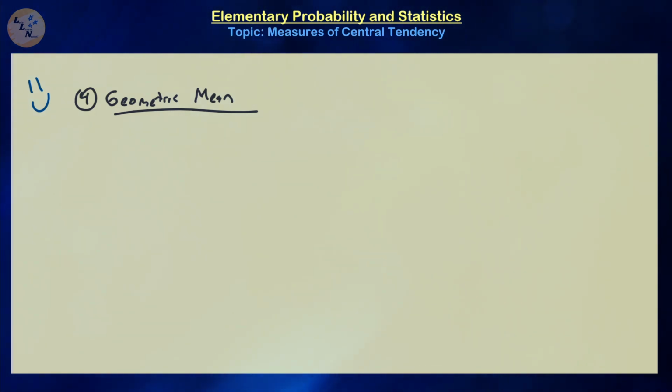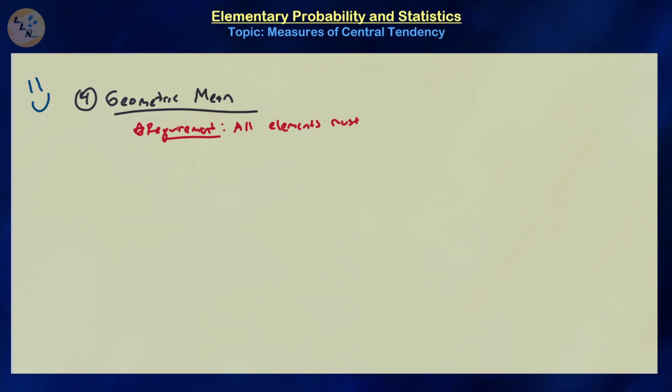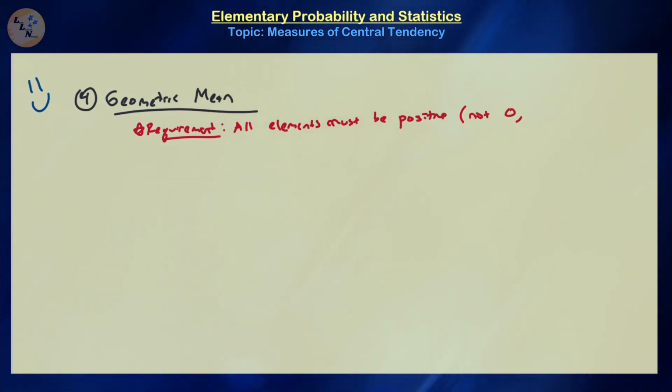But there's one requirement that we need, at least for the time being, for the geometric mean, and that is that all elements, all the data values in our set, must be positive. So they can't be equal to 0 or negative numbers.